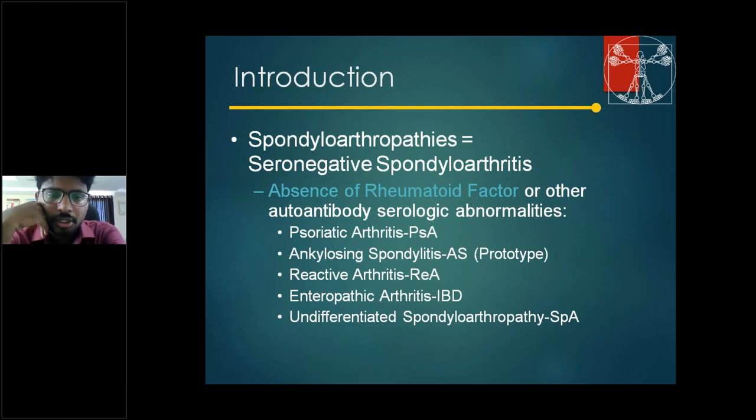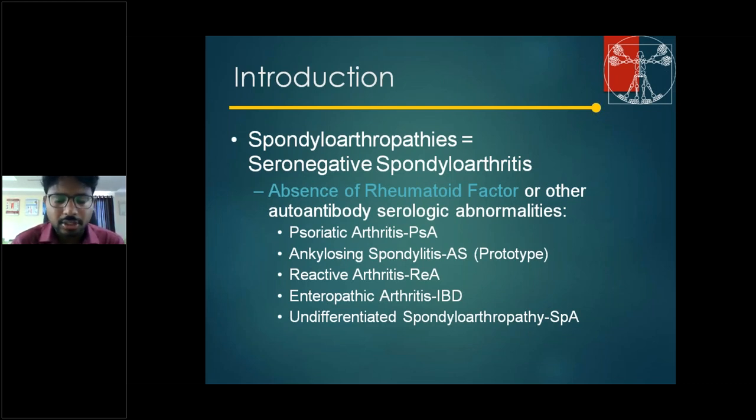So what are the five main diseases included in these spondyloarthropathies? Mainly it is ankylosing spondylitis, that is the prototype. Others are psoriatic arthritis, reactive arthritis, enteropathic arthritis, which is associated with IBD, and undifferentiated spondyloarthropathy. These are the five major groups included in the spondyloarthropathies.